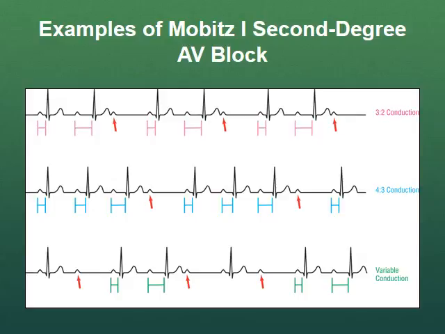Here are some examples of second degree type 1 heart block. If you look at the top in 3:2 conduction, we have a beat with a regular PR interval, and then we have a slightly longer PR interval, and then we drop a beat. And then we have a regular PR interval, slightly longer, and drop a beat. And it continues that way. So we'll have a short PR interval which gradually lengthens until we drop a beat. The next example down is an example of 4:3 conduction. We have a lengthening PR interval until the 4th beat where we drop 1 and the cycle starts over. And then we have an example of variable conduction below.